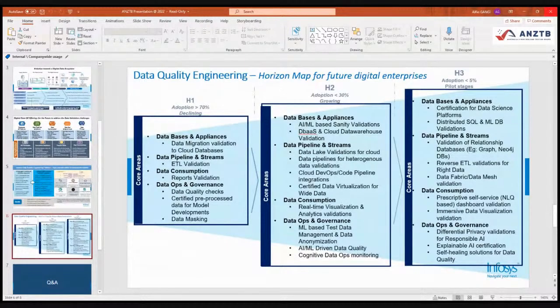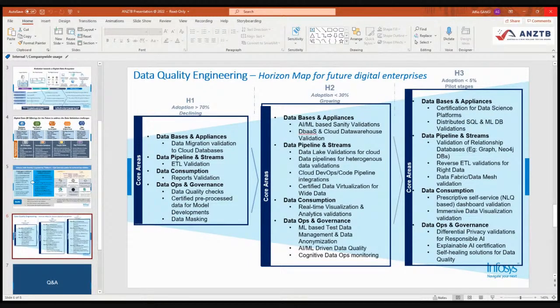And from the pipeline perspective, ETL validations, ELT, we're moving towards the data lake, and from data lake we are now moving to data fabric and data mesh validations. And we're also looking at reverse ETL validations for right data. That is something where we see the adoption is less than 5%, and they are still in pilot stages. So the last block that you see are some of the future trends where some of our clients are ahead in the game and they're doing some POCs.